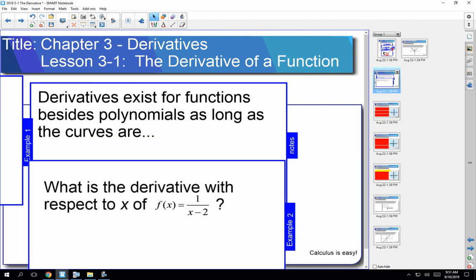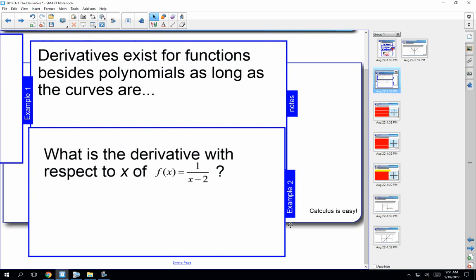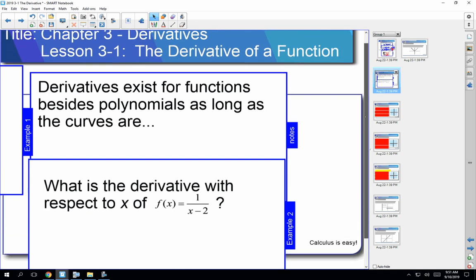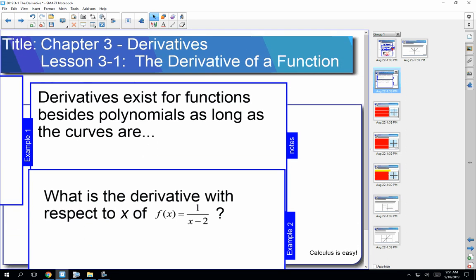Derivatives exist for functions besides polynomials as long as the curves are, what would you guess here? What do you think needs to be true about these curves for the derivative to exist? They need to be continuous, at least. There will be some problem points. I think we saw it with that square root of x function. If we look at the derivative, I think we did, square root of x. So if you think about y equals, I think I have an example here.